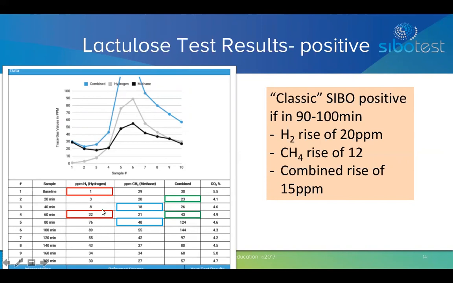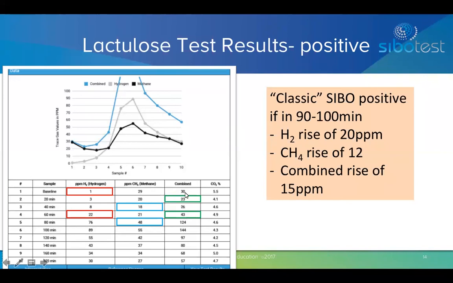But by then, you already know it's quite positive. For methane, we want to see a rise of 12 parts per million. And in this case, we do see that we take the lowest preceding value, which is 18, and we want to see a rise of 12, which is clearly the case by sample number 5 here at the 80-minute mark. So we go from 18 to 48, which is a rise of 30 parts per million. And the combined, we want to see a 15 rise, and we do see this here as well.